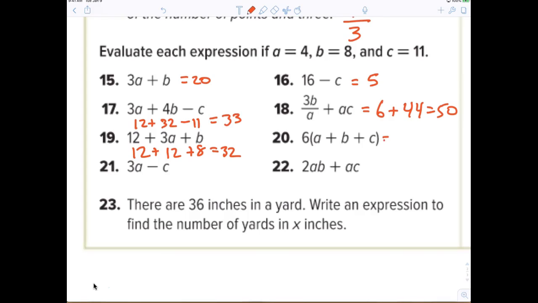8 is 4, plus 3 is 12, plus 3 is 11. So good. 6 times. 6. Wait a minute. We're doing 6 times 23, right? Oh, 6 times 3 is 18. Yeah. Good job, Sean. All right.